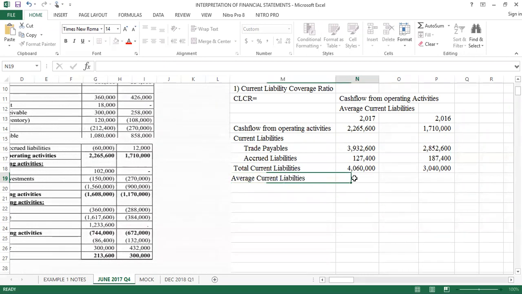Somebody to help me. In this year, look at what I'm doing. It is this plus that. I hope we are together. Divide by 2, average current liabilities. Before I click enter, what have I taken? The liabilities in 2017 plus the liabilities in 2016. This is opening, this is closing liabilities. So divide by 2, that is the average.